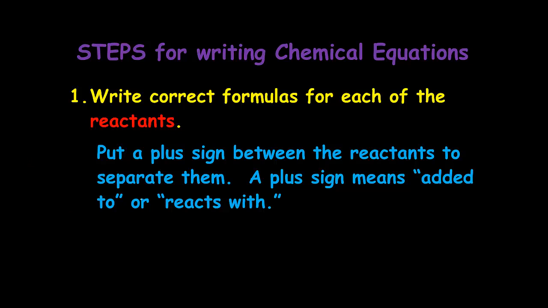First step, you write the correct formulas for each of the reactants. You put a plus sign between the reactants to separate them. In a word problem, a plus sign will mean added to or reacts with. So an example would be hydrochloric acid reacts with silver. So you would have hydrochloric acid plus, reacts with silver, and you would put Ag.